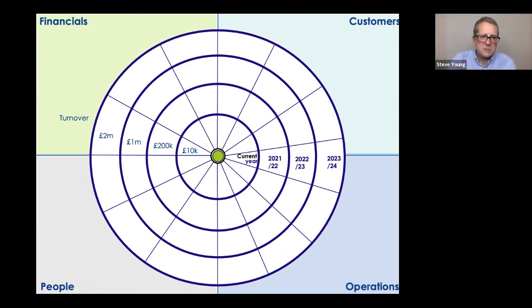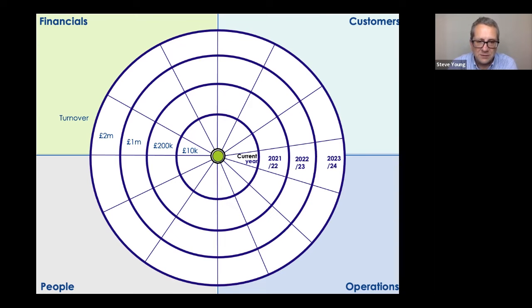So you need to, in the spoke label on the outside of the outer ring, just write turnover. And then in the inner ring, where I've got 10K there, just write in your current turnover for your business in the inner circle, if you like. So what's your current turnover for this year? Or what do you think it'll be for the year end, if you want to do it that way?